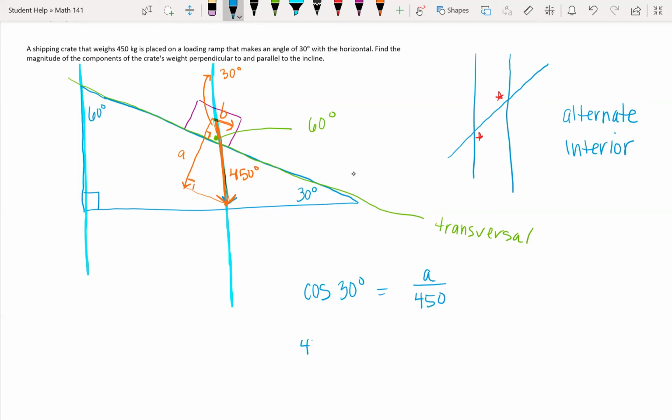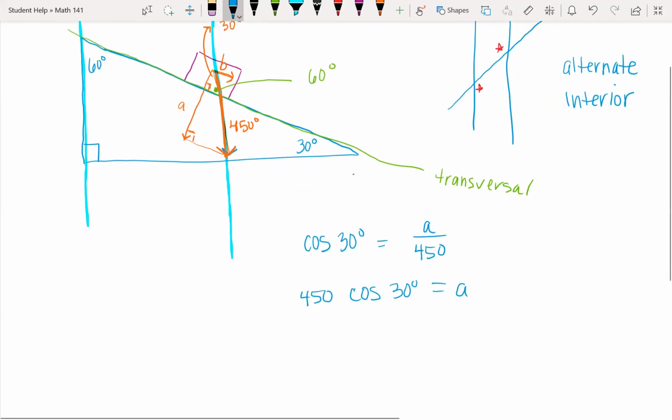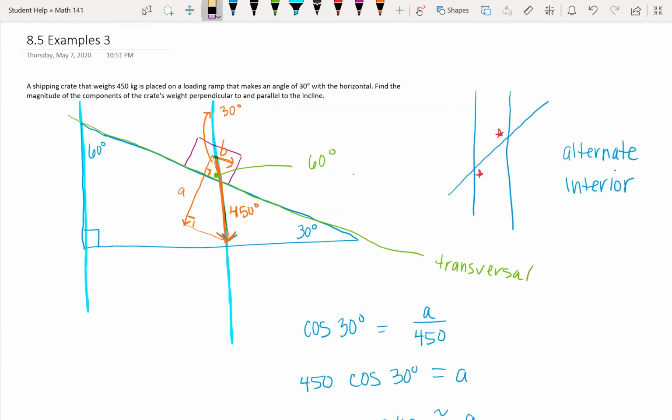So 450 times cosine of 30 degrees is equal to A, or A is approximately 389.7 kilograms. I don't know why I wrote degrees here. This should be kilograms, right?